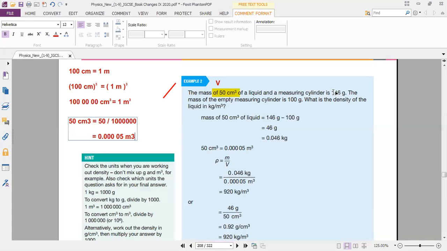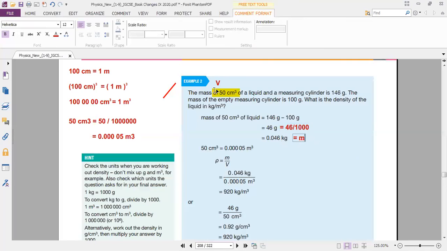The measuring cylinder with the liquid has a mass of 146 gram. The mass of the empty measuring cylinder is 100 gram, including the liquid is 146 gram. Subtracting would give the mass of the liquid. So 146 minus 100 is 46 gram, and divided by 1000 we can convert it into kg: 0.046 kg. So this is mass M.